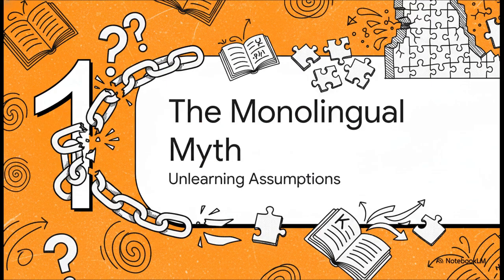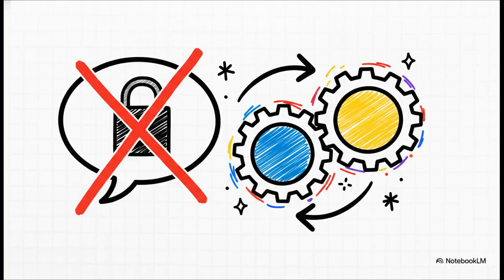Starting with part 1, the monolingual myth, and unlearning those old assumptions. You know, enforcing strict English-only or target language-only rules doesn't actually help students learn faster. It literally just silences them. It's a total myth that learners need equal, native-like mastery in all of their languages, or that using their mother tongue is somehow going to delay their progress. The reality: the skills a student develops in one language actively wire their brain to support learning in another. It's called cross-linguistic transfer, and it's a game changer.